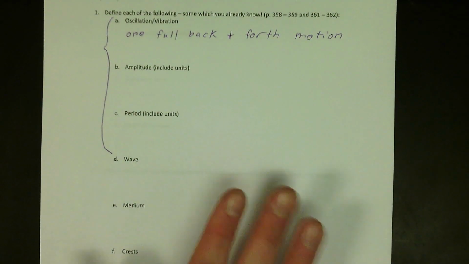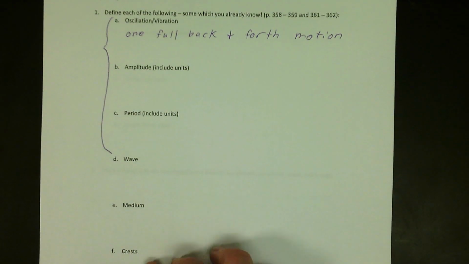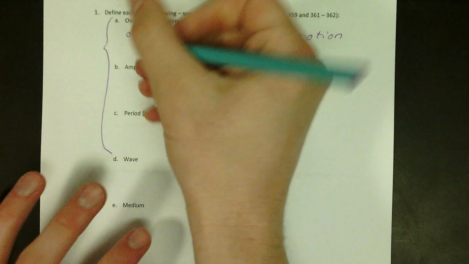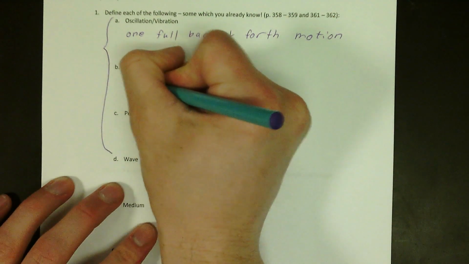All right, amplitude. Who's got amplitude? We got this. You guys have it. Yeah, Tyler. The distance the oscillation travels from the center. Yes. It's the largest distance from equilibrium. So amplitude is the largest distance.